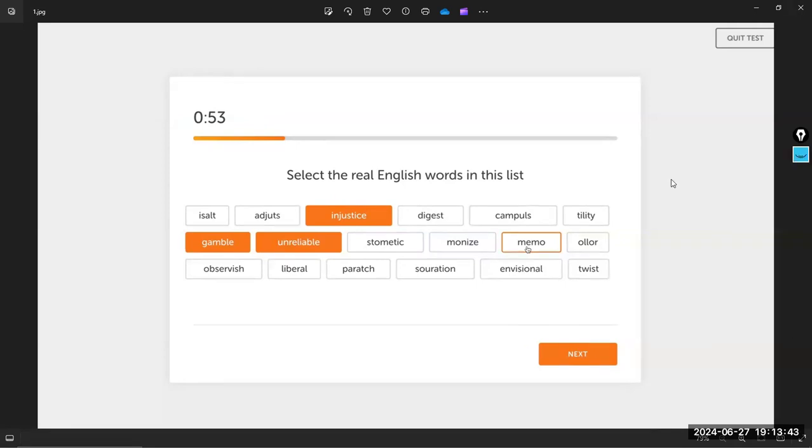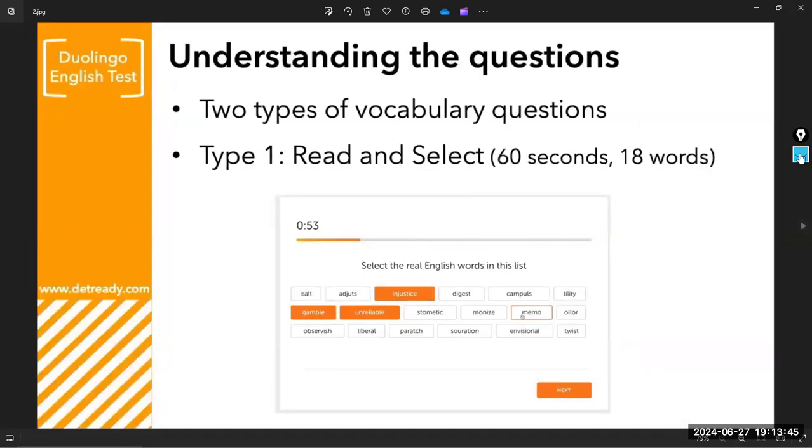Now, first of all, we have two types of reading. As we noticed, we have read and select, and we have read and complete. You notice that in the first module, it was about read and complete. Now it is about read and select.